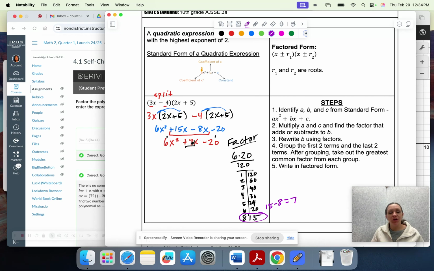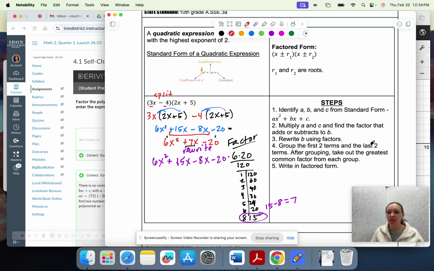But I want it, oh no, it is going to be positive 7. So we're going to rewrite positive 7 as positive 15, oops, I wrote the 8 first down there. So positive 15x minus 8x. Then I'm going to bring down my negative 20 and my 6x squared. So I want you to notice that I just rewrote this step. These match. So the next thing we're going to do is group.